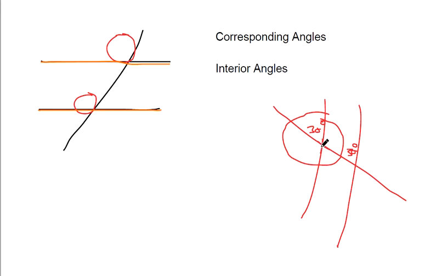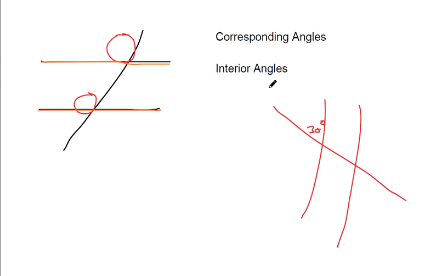So if you look at just that intersection, this is the top left angle, right? And then if you look at just this intersection, this is also the top left angle. So that's why I'm able to say, hey, this one's top left and it's 30 degrees. That means this one is top left, and therefore is 30 degrees as well. Okay? So that's what corresponding angles are.